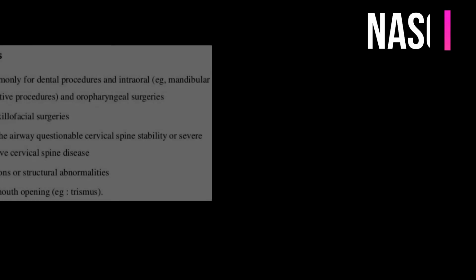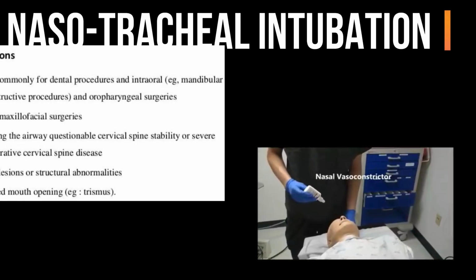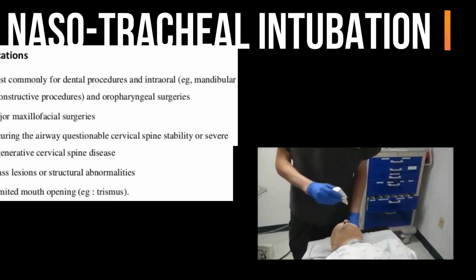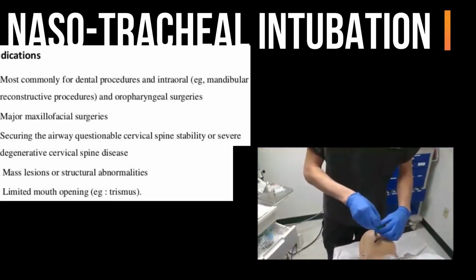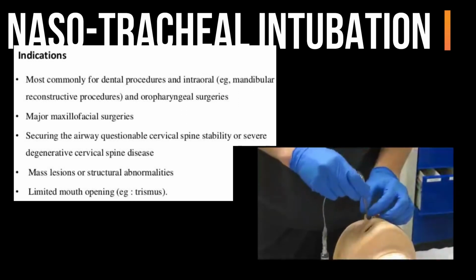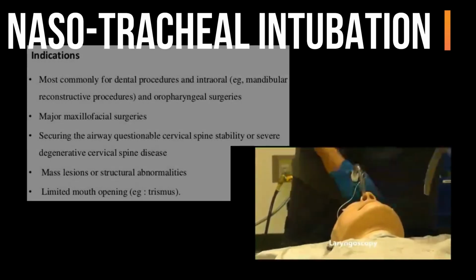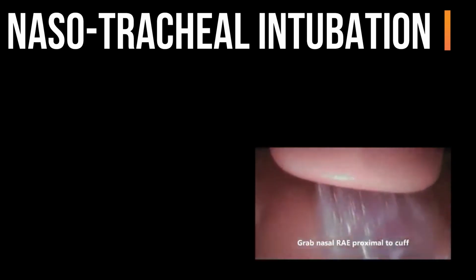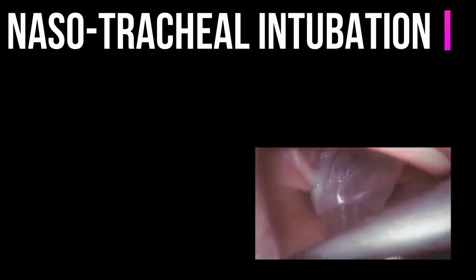Nasotracheal intubation is most commonly used for intraoral surgeries, used where securing airway is questionable as in spine surgeries, and also in limited mouth opening. Special points: use of vasoconstrictors, for example xylometazoline nose drops, use of nasal airways, use of Magill forceps to direct the ET tube inside the vocal cords under direct visualization using laryngoscope.